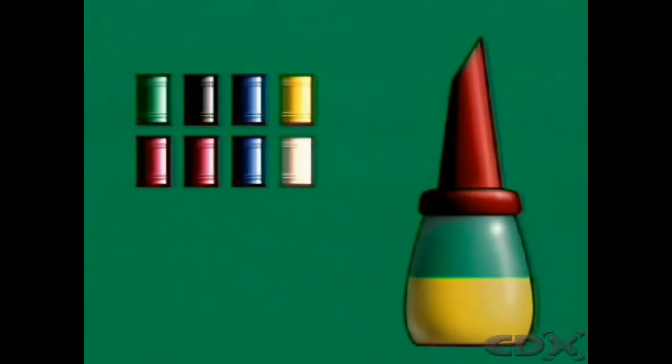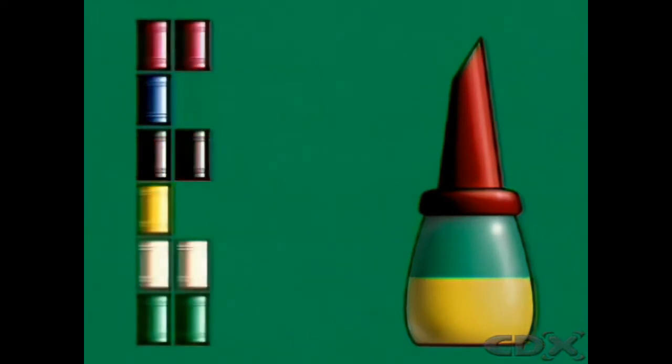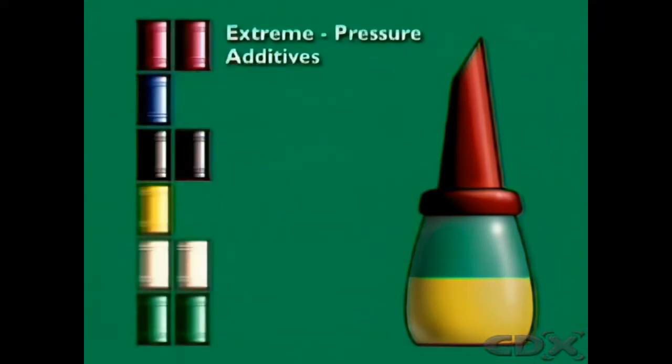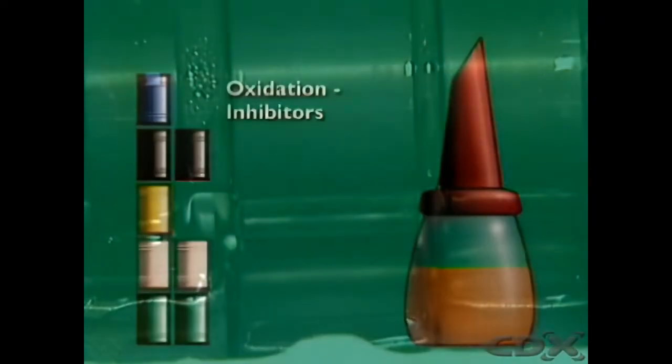Special chemicals called additives are added to the base oil by the oil companies. Different combinations of these additives allow the oil to do different jobs in an engine. Extreme pressure additives coat parts with a protective layer so that the oil resists being forced out under heavy load.